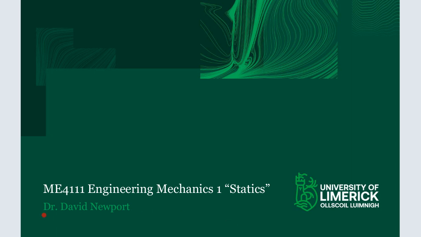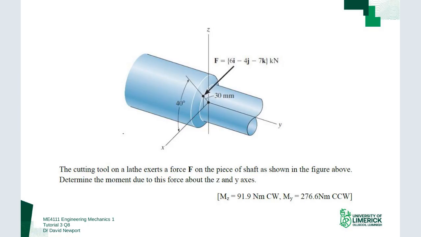It's been interesting trying to get this stuff together. Okay, so question 8. We have a cutting tool and a lathe, which has a force. So again, given in kilonewtons here, 6i hat minus 4j hat minus 7k hat. If you look at the notation here, very often in textbooks you'll see this kind of bold writing for the vector form. And that's quite typical.